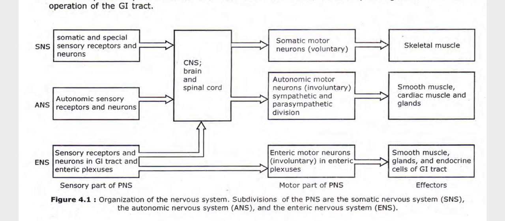Later, sensory receptors and neurons in the GI tract and enteric plexus. These are the sensory parts of the PNS. Then the motor part of the PNS includes enteric motor neurons, involuntary, in the enteric plexus. Then effectors like smooth muscles, glands and endocrine cells of the GI tract.